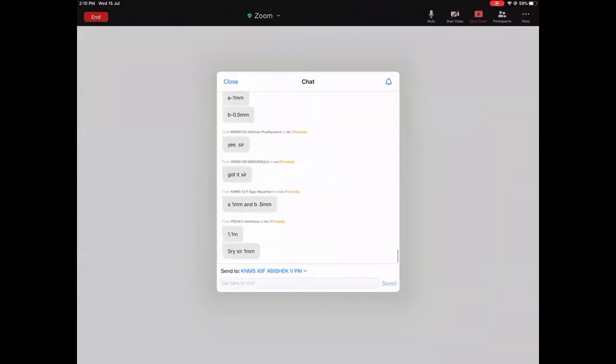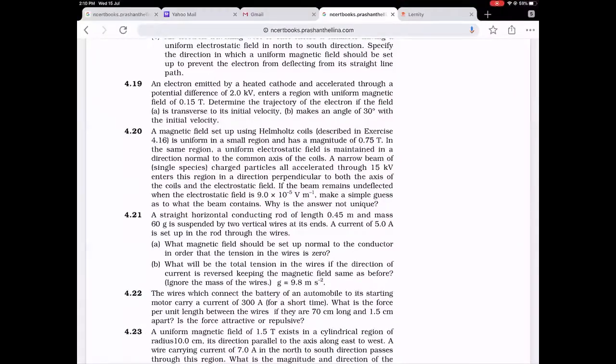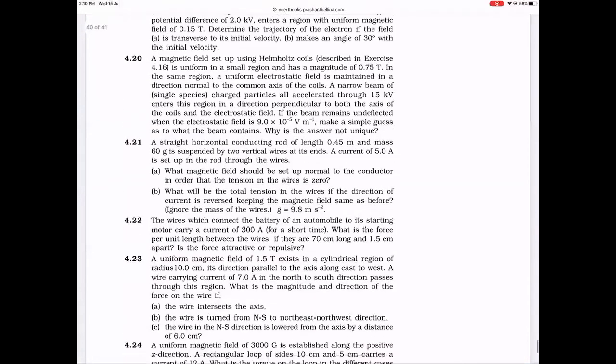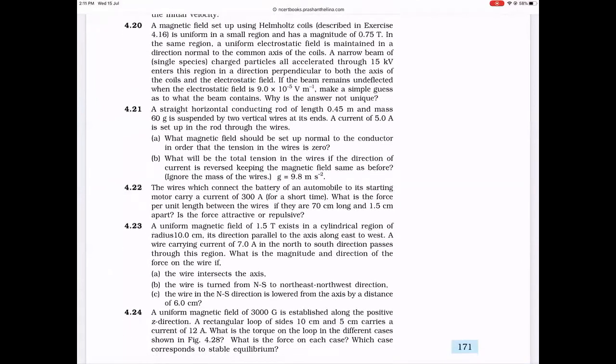Okay, so if you all are getting it, then let's do the next question. The next question that we have to do is 4.20. So can we work on that? In each of these questions now they are trying to explain to you how the earlier scientists conducted their experiments.